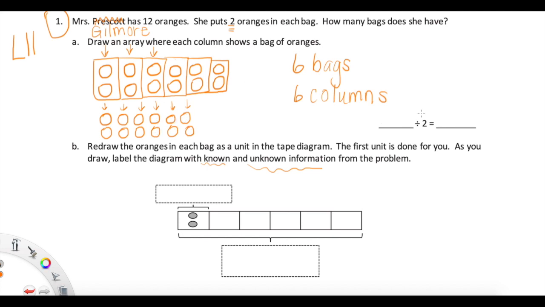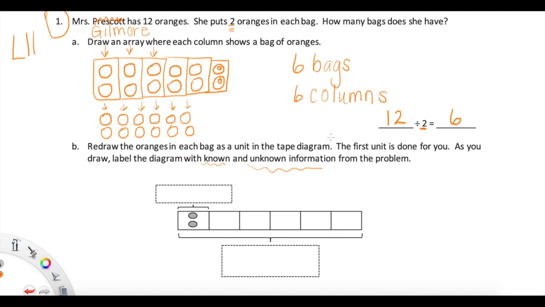Okay, great. Let's finish our number sentence over here. Let's think about how many oranges we started with. Well, we started with 12 oranges. How did we divide those oranges evenly? Well, we divided all of those oranges evenly into groups of 2. We dropped 2 oranges into each bag. And how many bags did we end up with? Well, we ended up with 6 bags.